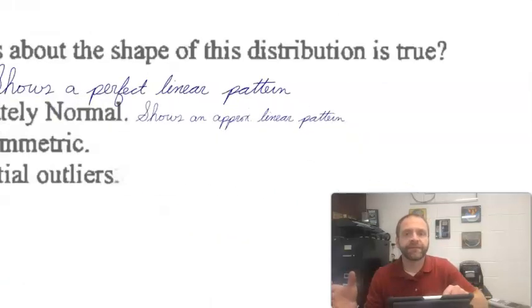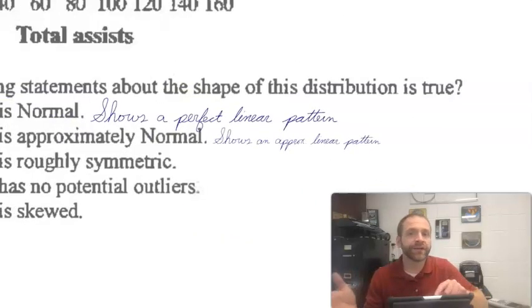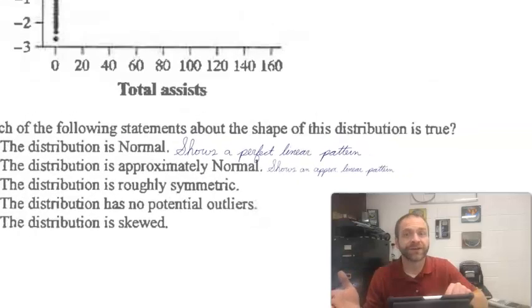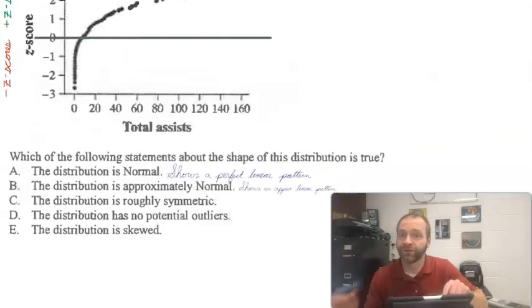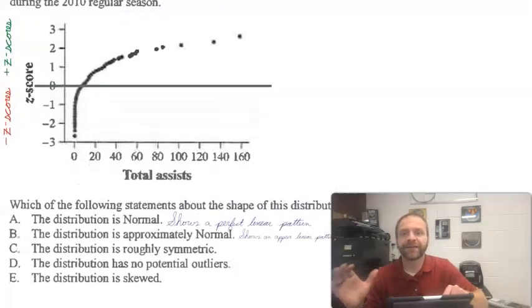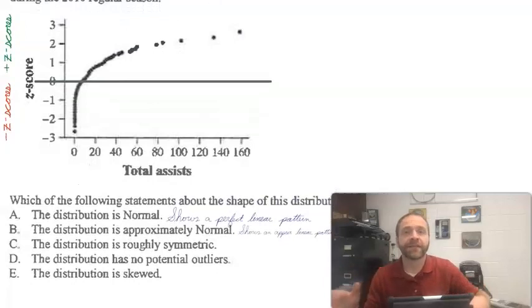So that's something to keep in mind, to say normal is different than to say approximately normal. That's a really good point to make on this multiple choice question, which can help you on free response. Don't say normal unless it is perfectly normal. You have to refer to it as approximately normal. So that allows me to go ahead and eliminate choices A and B.